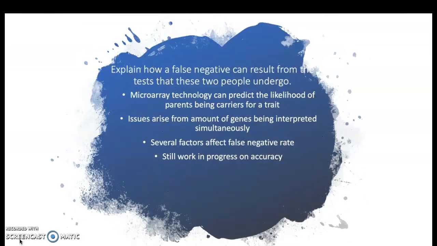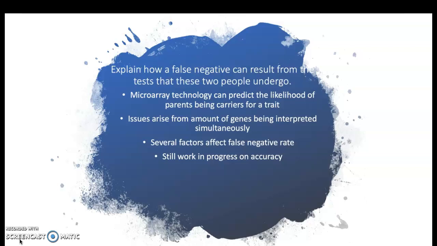And lastly, the final question posed was, explain how a false negative can result from the test that these two people undergo. Microarray DNA technology can predict the likelihood that one or both parents are carriers for a trait that can be passed on. The issue arises in the amount of genes that are being interpreted, since there are a significant number that are analyzed simultaneously. The false negative rate can be determined by 4 factors: measurement variability, sample size, distribution of differences, and proportion of expressed genes.